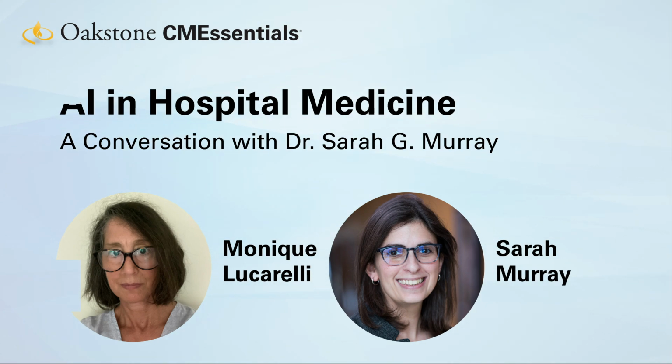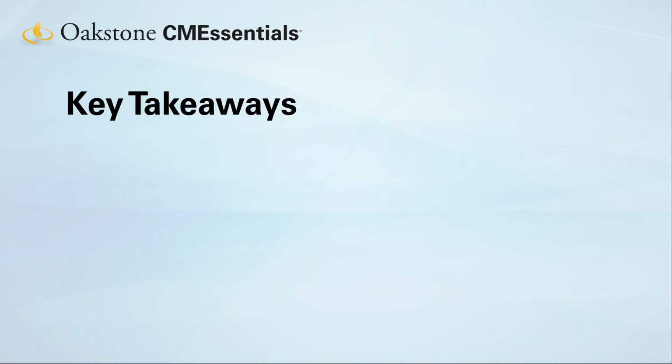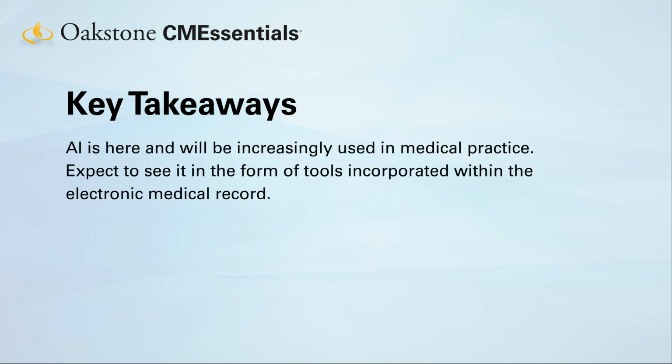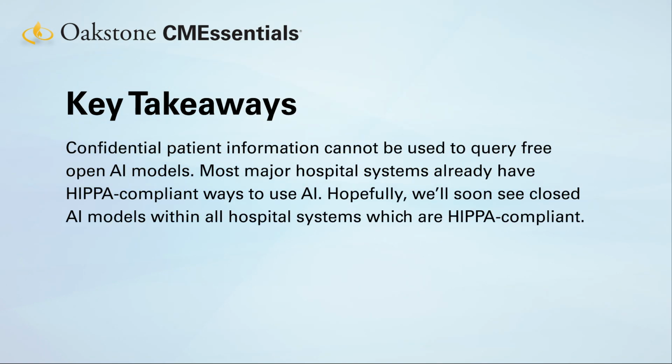Okay, let's close out episode 1 by summarizing some key take-home points. Number 1, AI is here and will be increasingly used in medical practice. Expect to see it in the form of tools incorporated within the electronic medical record. Secondly, confidential patient information cannot be used to query free open AI models. Most major hospital systems already have HIPAA compliant ways to use AI. Hopefully, we will soon see closed AI models within all hospital systems, which are HIPAA compliant.